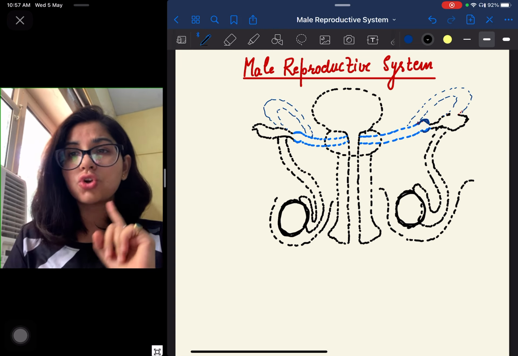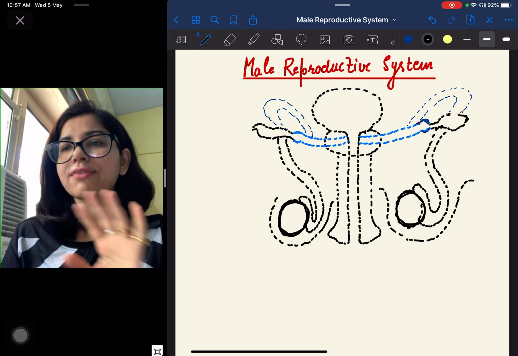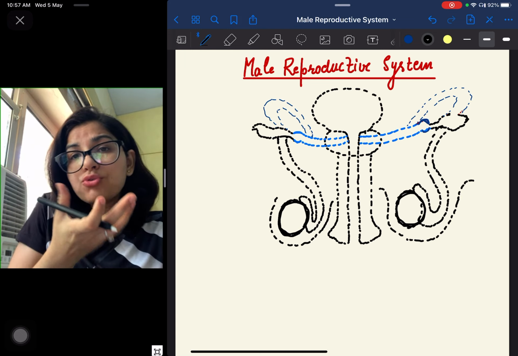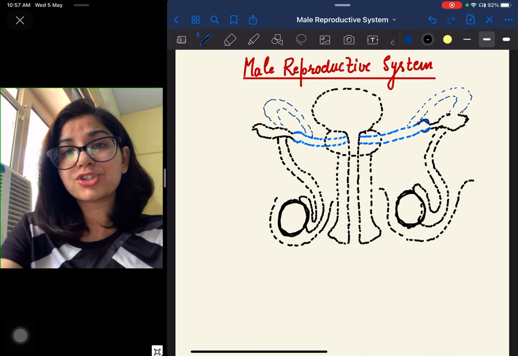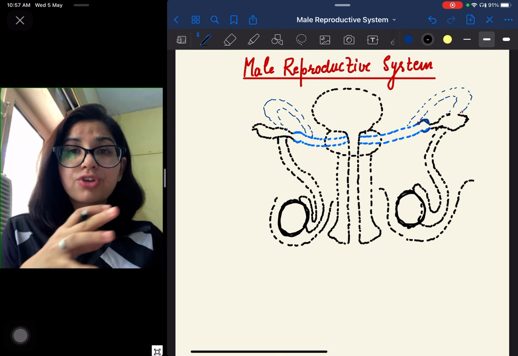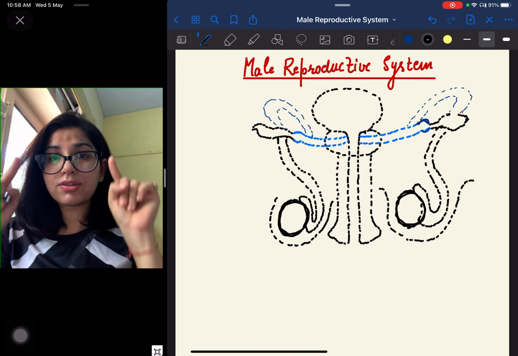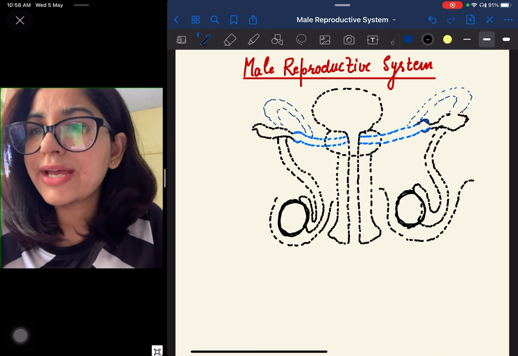So first draw your testes, right? So here we have drawn it. Now testes are placed inside a pouch-like structure. And that pouch-like structure is known as the scrotum. So if you have drawn the testis, you have to place the testis inside this pouch-like structure.